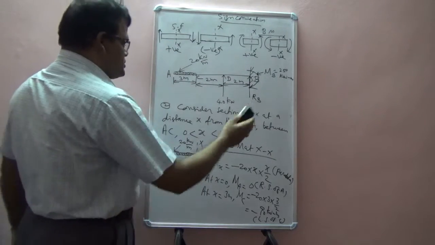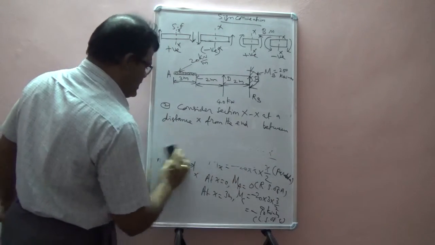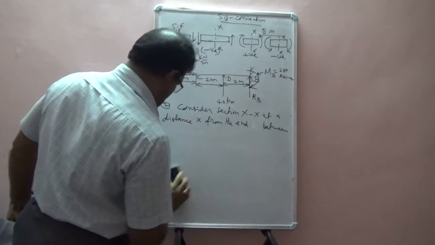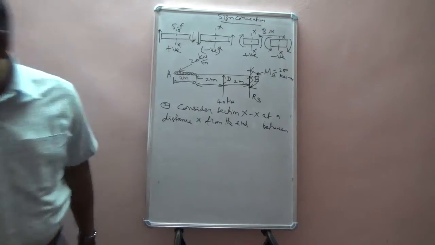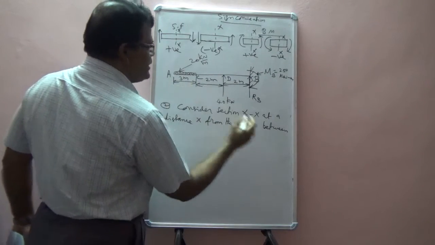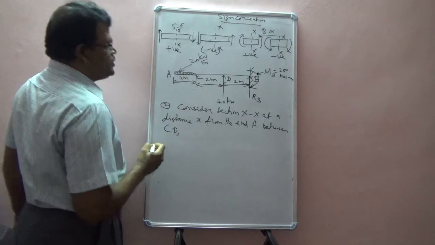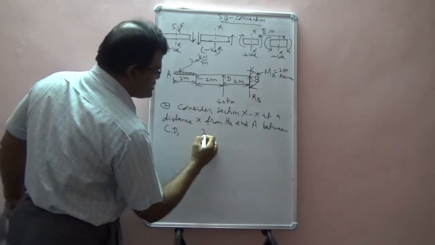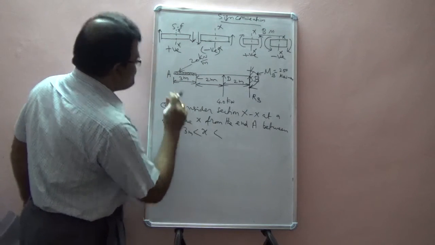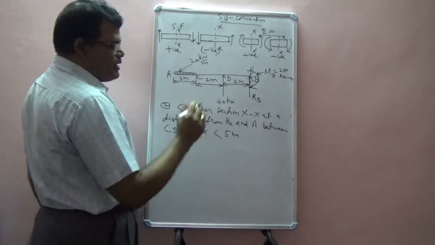Now let us go to the third step, at a distance x from the end. Consider section XX at a distance x from the end A, between section CD. What is the distance of point C from A? It is 3 meter. What is the distance of D from A? It is 3 plus 2, 5 meter. So x varies between 3 meter and 5 meter.